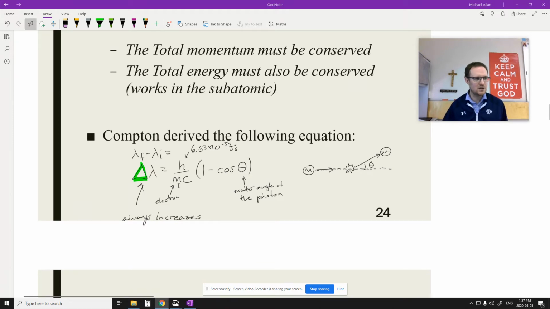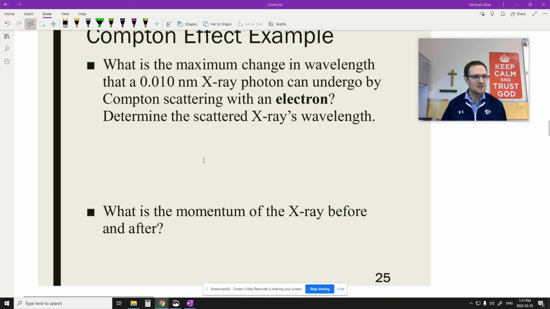Most of the time it's going to be an electron. h and c are both constants, and the angle. It really has nothing to do with what the initial photon is. It could be an X-ray, it could be a microwave, it could be a radio wave. The change will always be the same because it just depends on what it hits and what angle it scatters at.